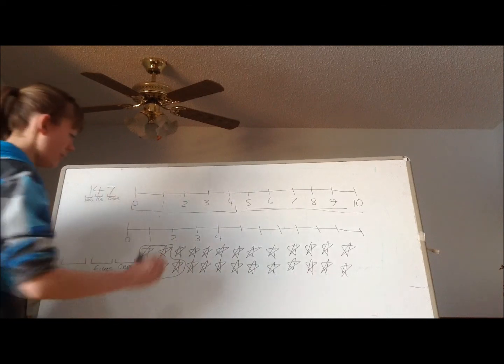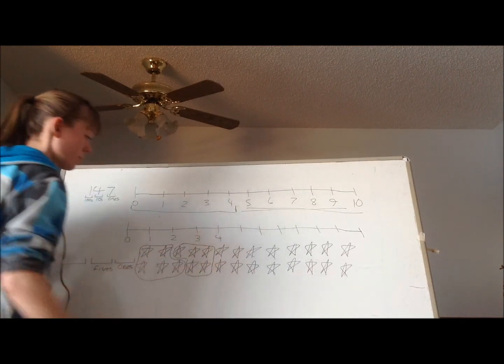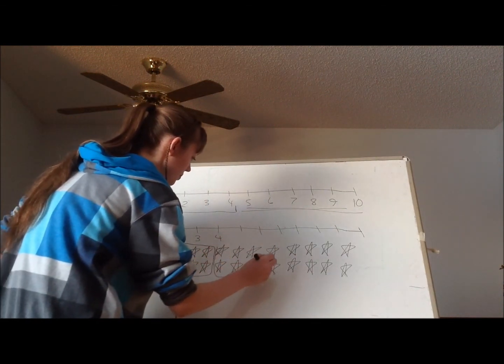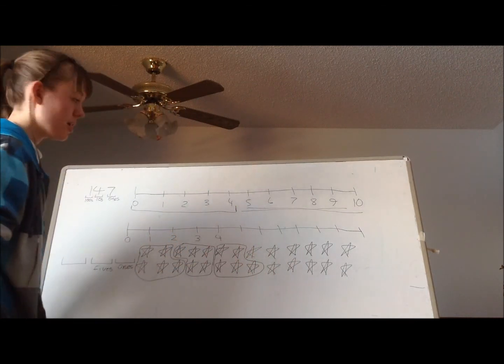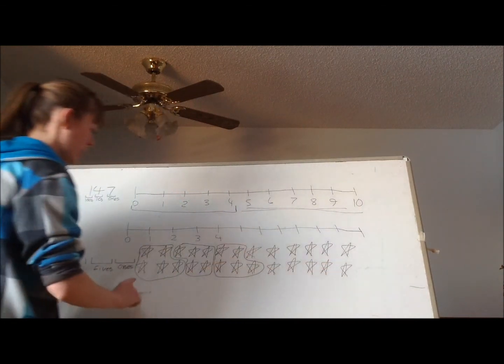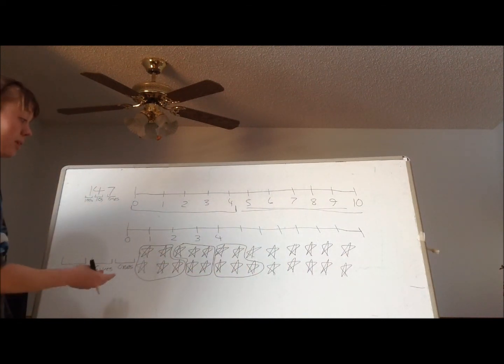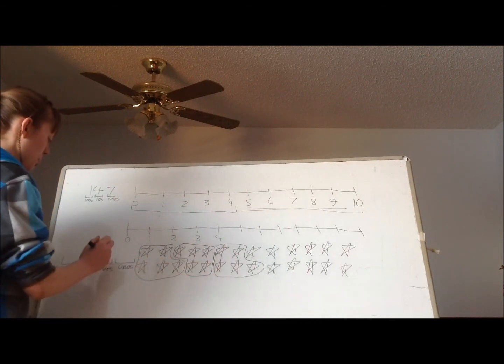That's one group of 5. 2 groups of 5. 3 groups of 5. So let's say, ignoring these stars, that this is what we have. What would we put in the 5's position? Well, because we have 3 groups of 5, we would put a 3 here.